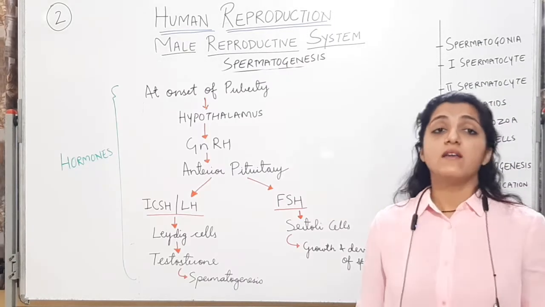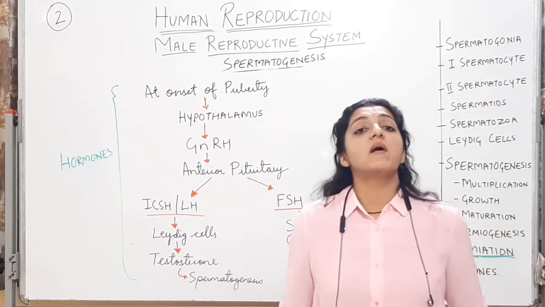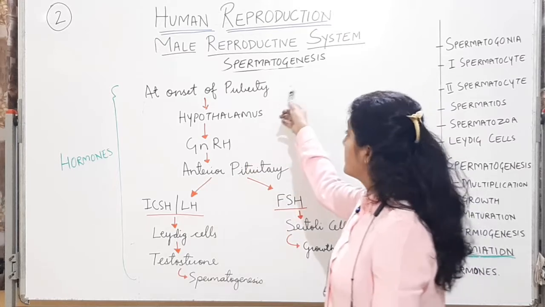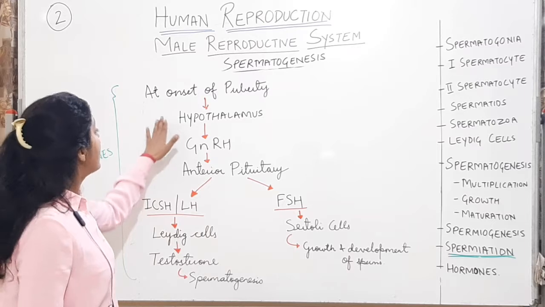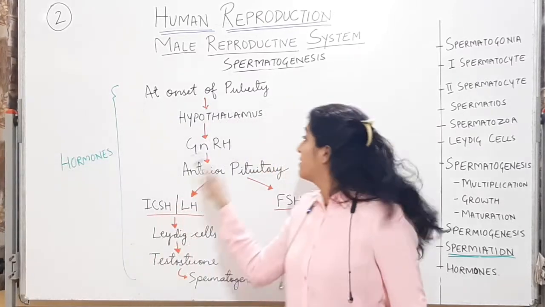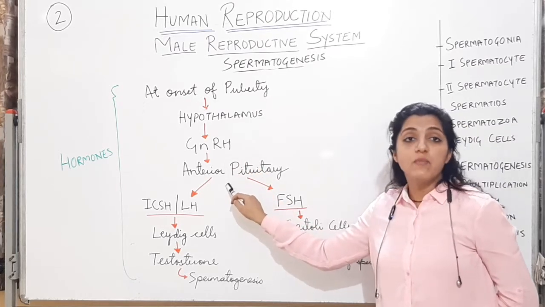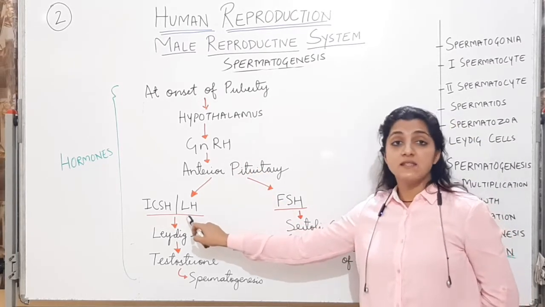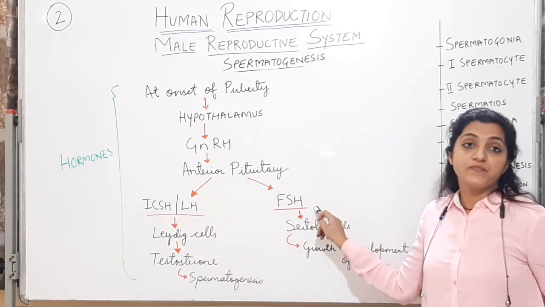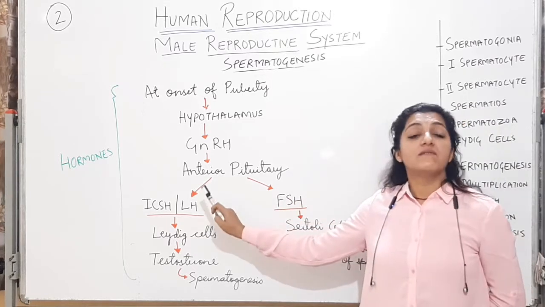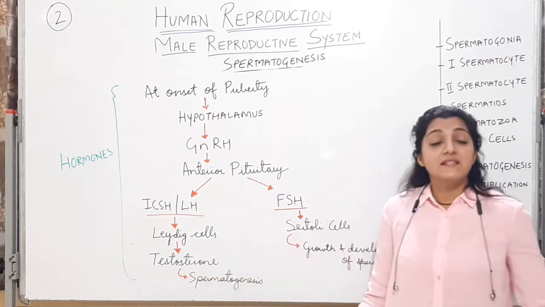See which hormones are influencing the process of spermatogenesis. Who is stimulating it so that spermatogenesis happens? So at the onset of puberty, when the male is attaining the age of puberty, the hypothalamus releases the gonadotropin releasing hormone. This gonadotropin releasing hormone stimulates the anterior pituitary to secrete ICSH, the interstitial cell stimulating hormone, or LH, and FSH. This LH will stimulate the Leydig cells to secrete testosterone, the male sex hormone.